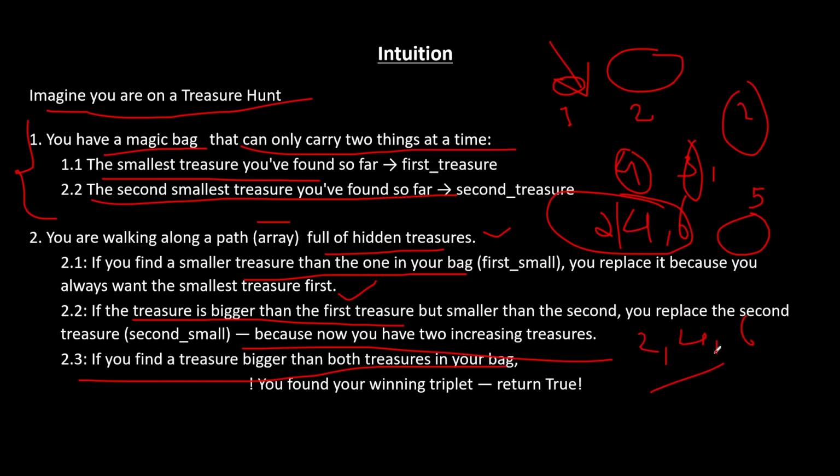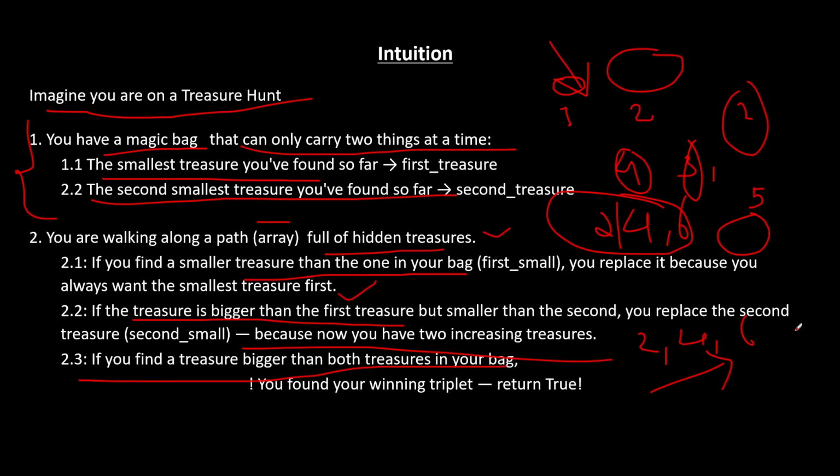And we got the output. So this could be our intuition, right? We could take two bags and keep the smallest one in the first bag, second smallest in the second bag, and the greatest of all in the third bag. Okay, and we will keep on going.